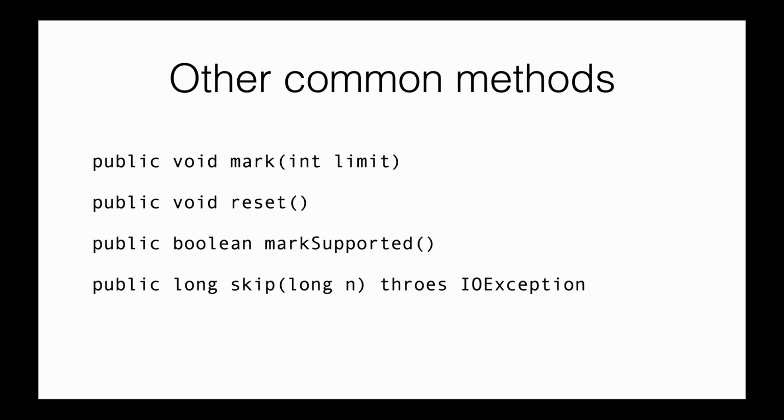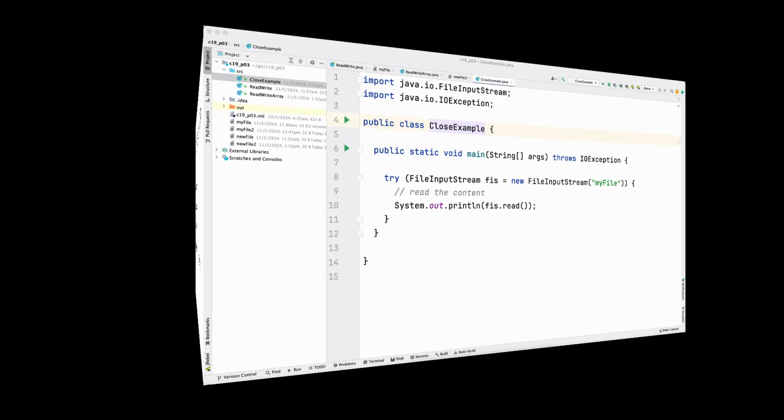You can only call mark and reset if a class supports it. And there is a method called markSupported. Usually mark and reset are written in an if block when mark is supported. Now the final one is skip. As the name suggests, skipping is essentially just moving the pointer and skipping n number of bytes and continuing on. Let's jump into IntelliJ and see an example.